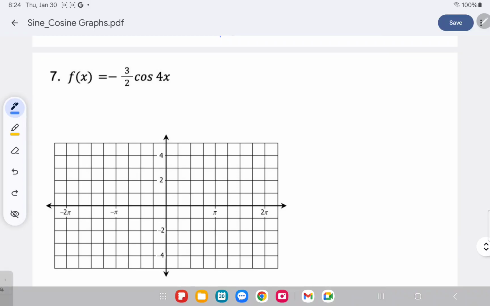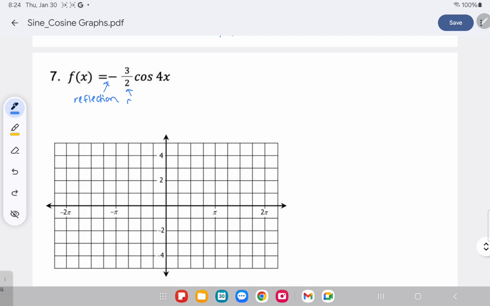Okay, we're changing a bunch of things on this example. This example is number 7 on your notes. On this one, we have a reflection, which means we're going to be starting down instead of starting up.